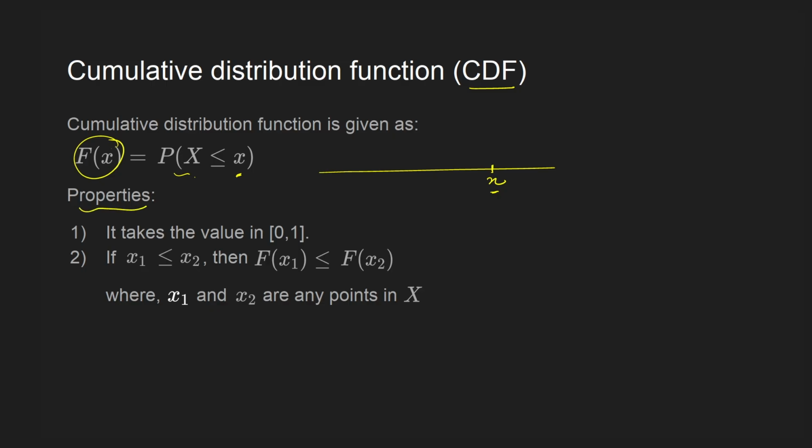Now there are some properties of the CDF. It takes values in the interval 0 to 1, so the minimum value that the CDF can take is 0 and the maximum it can take is 1. The next property is that if x1 is any point and x2 is another point, with x1 less than or equal to x2, then the CDF at point x1 will also be less than or equal to the CDF at point x2, because the CDF is always a non-decreasing function.